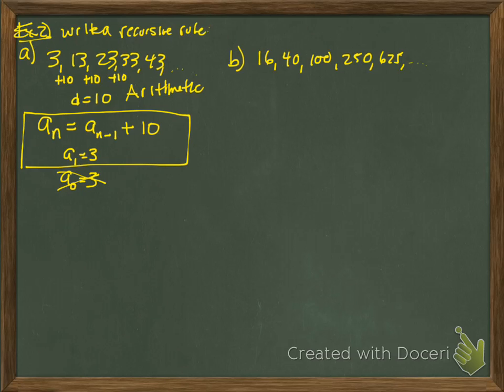So I think this works. If we start by plugging in 3 in there and add 10, we would get 13, and I think that would generate itself quite nicely. Let's take a look at part B.